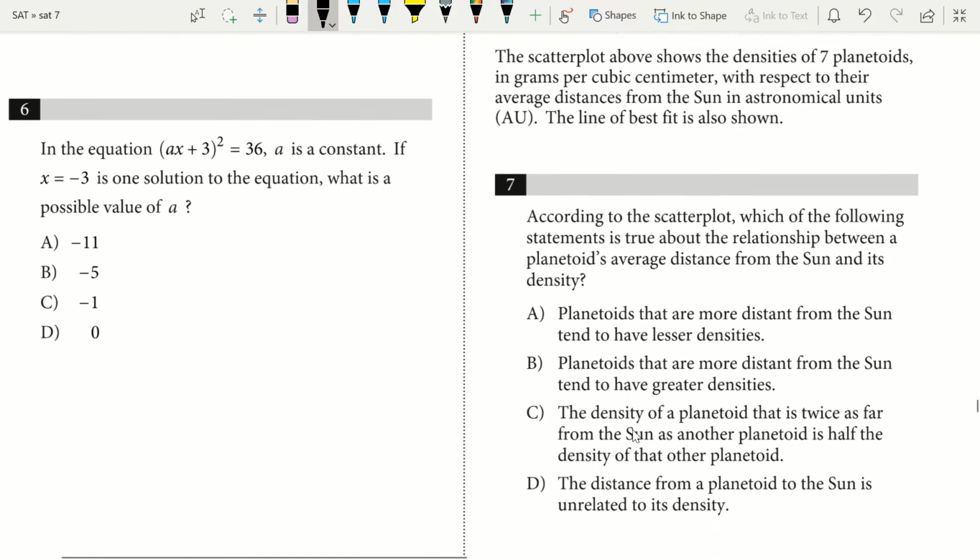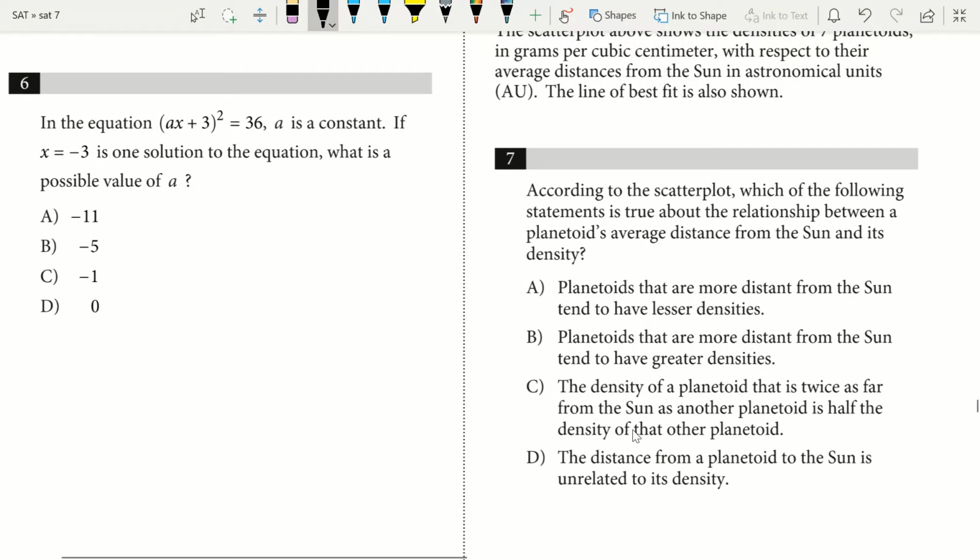All right, question 6. In the equation (AX plus 3) squared equals 36, A is a constant. If X equals negative 3 is one solution to the equation, what is the possible value of A? All right, well, if I go ahead and square root each side, I get rid of the squared. The square root of 36 I know will be 6. Now I can go ahead and subtract 3 from each side to isolate AX. I get 6 minus 3 equals 3. So now I have 3 equals AX. I'm told that X is negative 3.